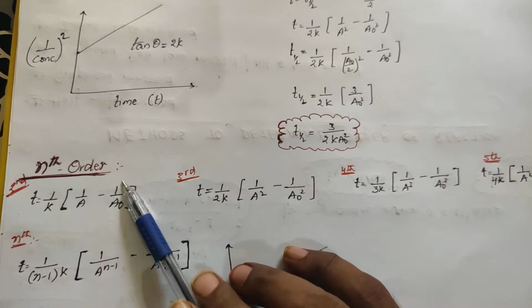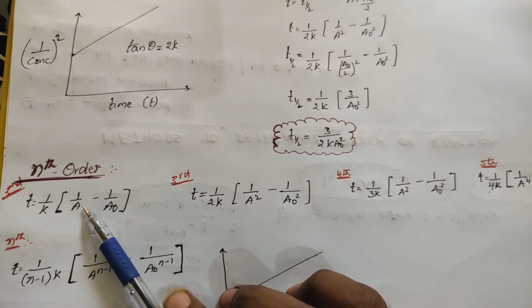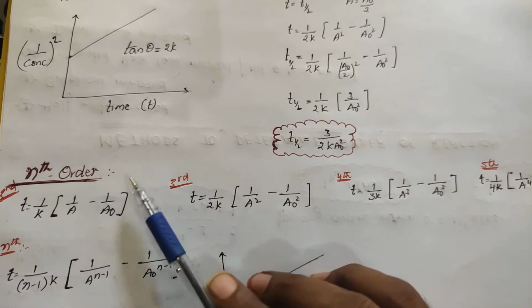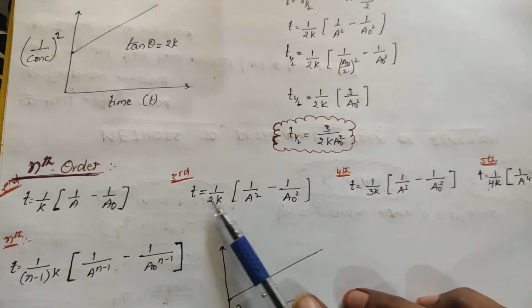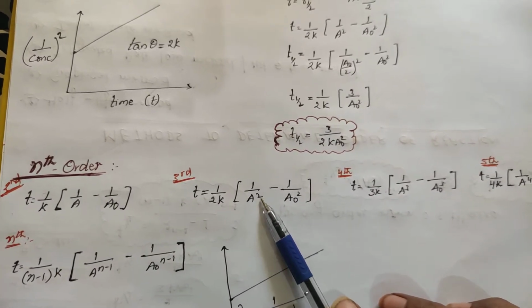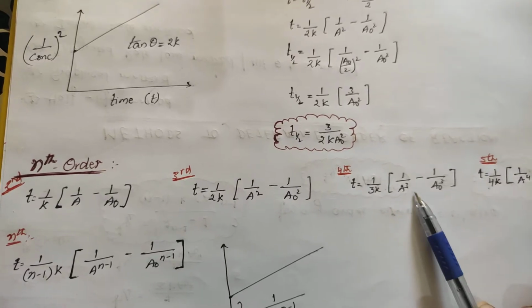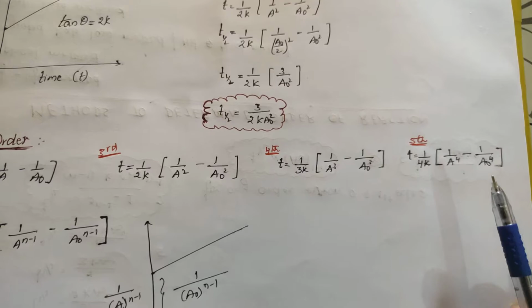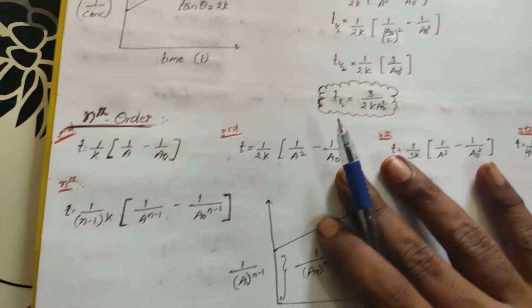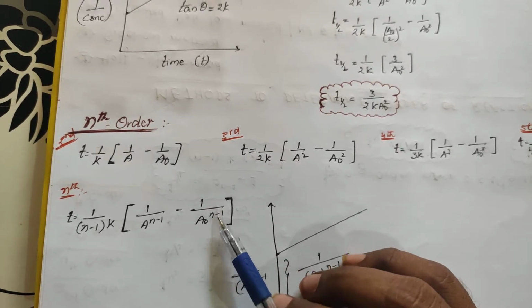1 by A minus 1 by A naught. Here 1 by A square minus 1 by A naught square. For second order, it is N minus 1, you are getting power 1. For the third one, here you should get cube, you are getting 2 for N minus 1. Here also, 1 by A cube minus 1 by A naught cube. Fourth order, fifth order means you are getting A power 4, 1 by A power 4 minus 1 by A naught power 4. Nth order means 1 by A power n minus 1 minus 1 by A naught power n minus 1.